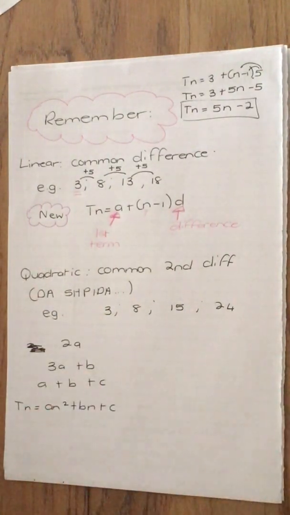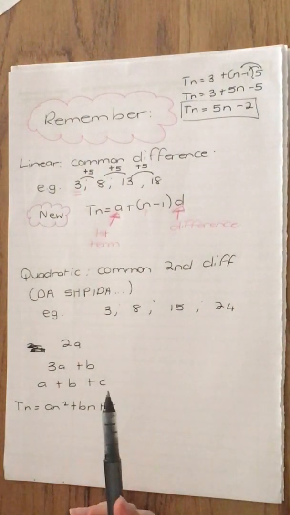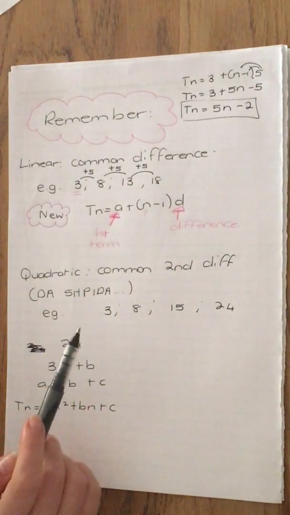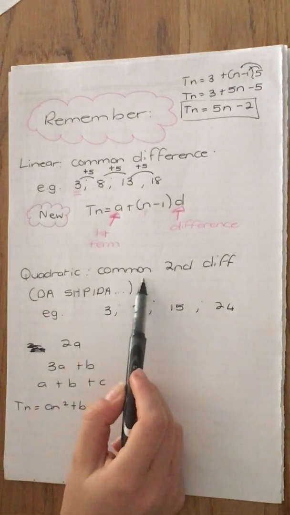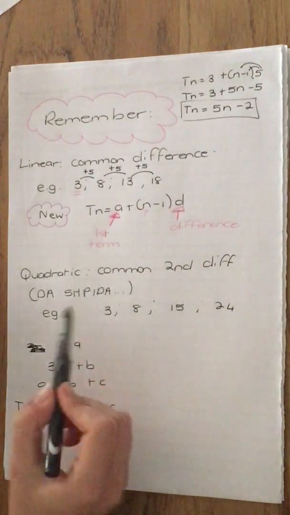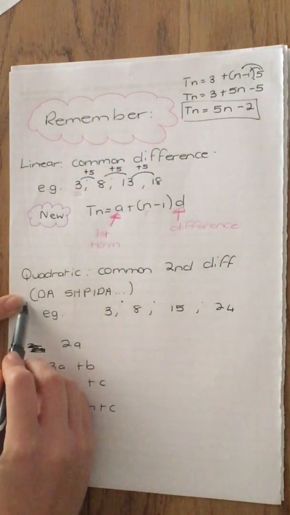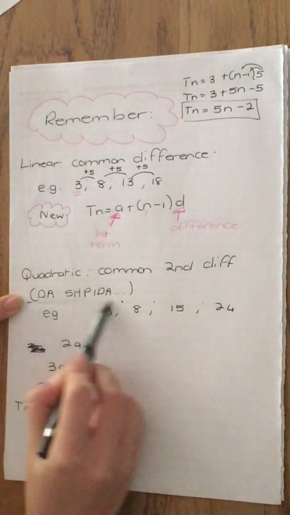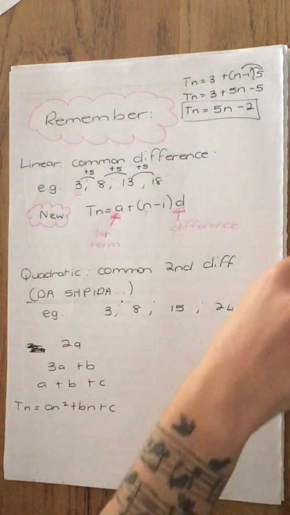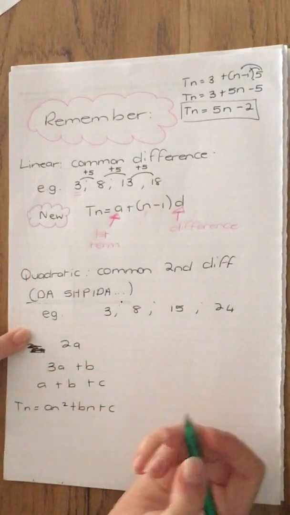Okay, now the more challenging one, and I hope that you remember this, this is what I taught you last term, is your quadratic number patterns. Now, if you remember correctly, a quadratic number pattern has a common second difference. Okay, so do you remember the spider? The spider was that little thing that we made the web. Okay, so if this is your number pattern over here, we're going to start making our web.